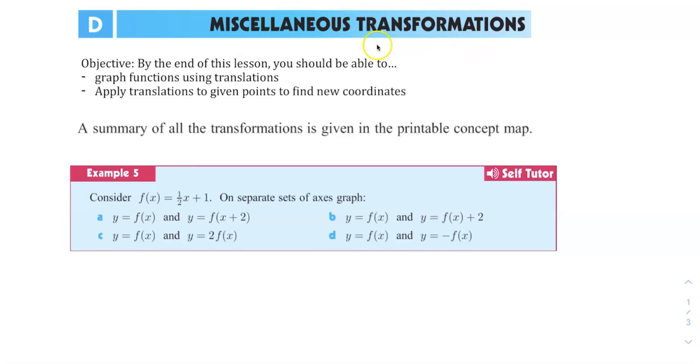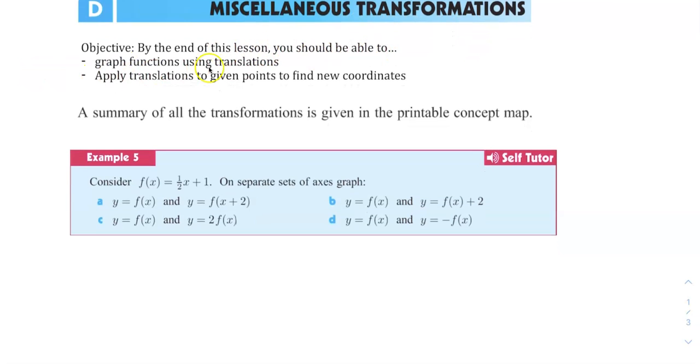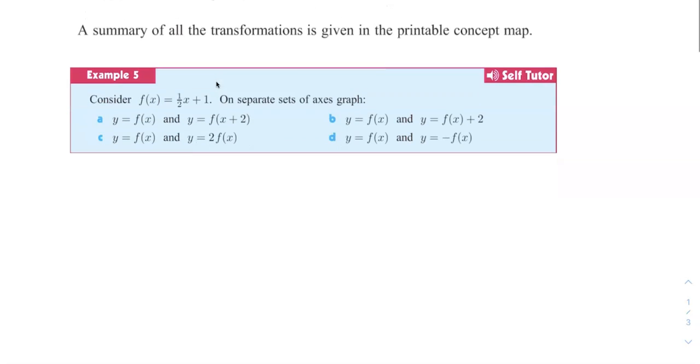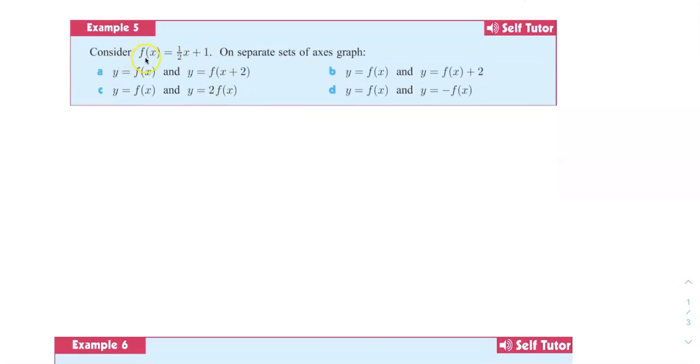Miscellaneous transformations. Objective: by this lesson you should be able to graph functions, do translations, and apply translations to given points to find new coordinates. So this lesson is basically a summary of all the other transformation lessons that I'll put together. So let's start off here. Consider f of x equals 1/2 x plus 1 on separate axes to graph all this stuff. So let's graph the first one first.